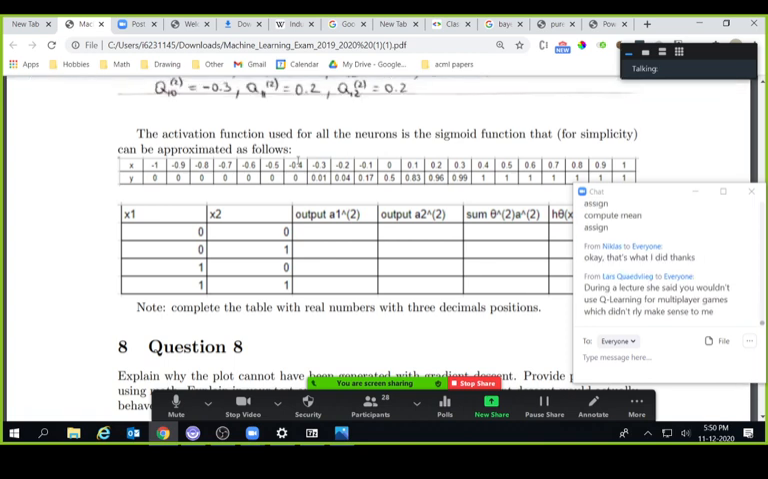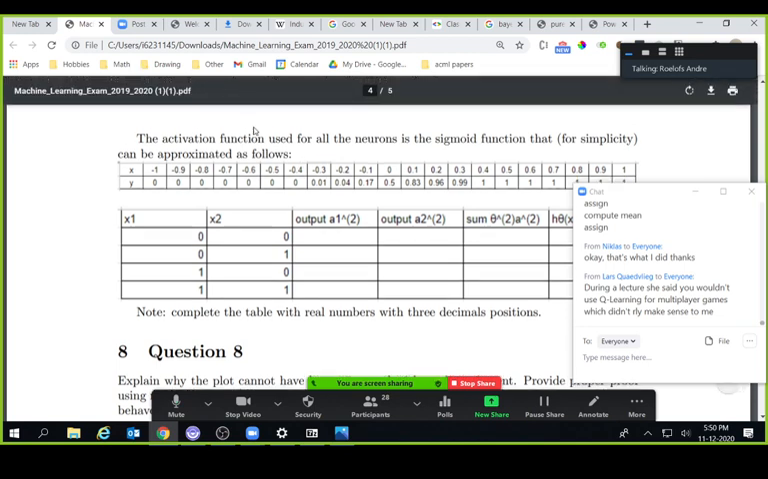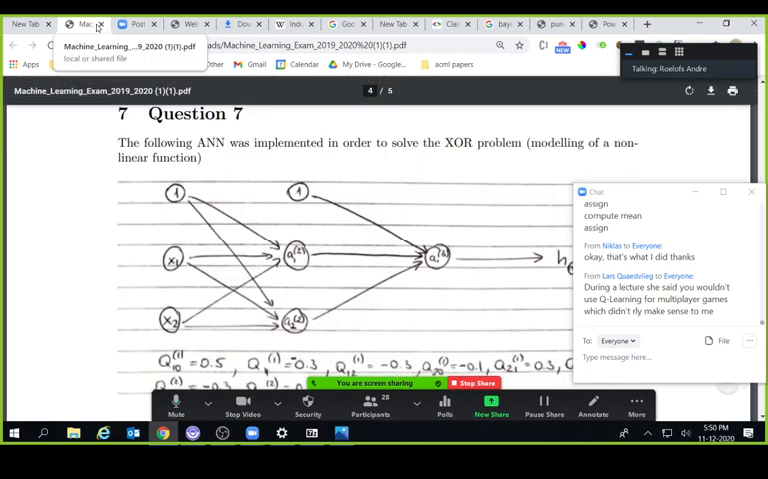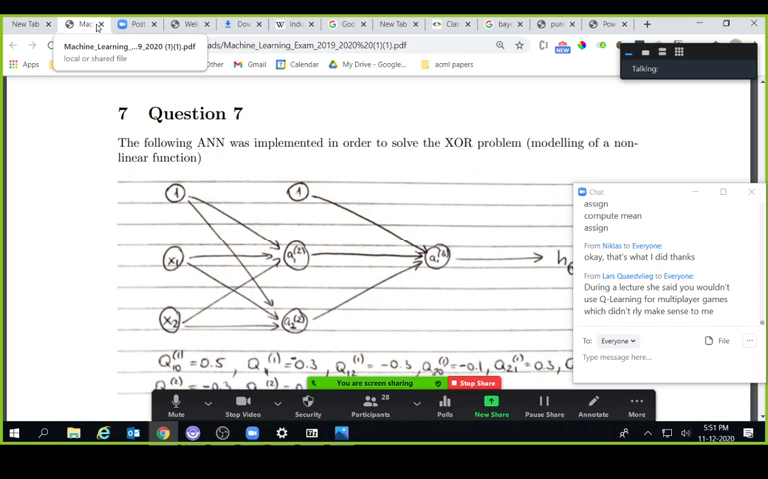The lecturer said you wouldn't use Q-learning for multiplayer games, which didn't really make sense to me. Okay, so Q-learning. There might be a couple of ideas, right? Let's say that we have Q-learning for multiplayer games. I'm trying to find the easiest example of why it wouldn't be a possible idea.